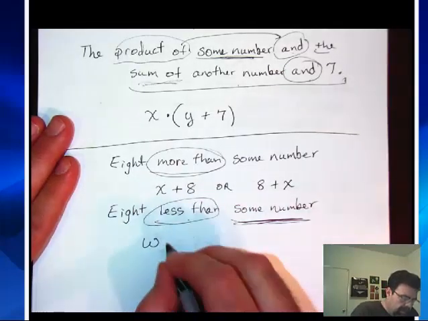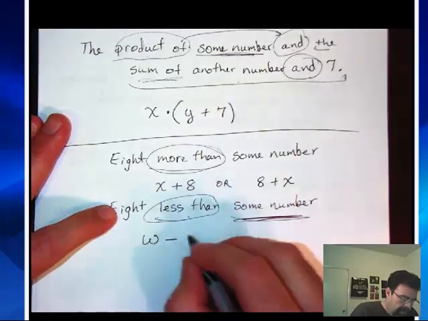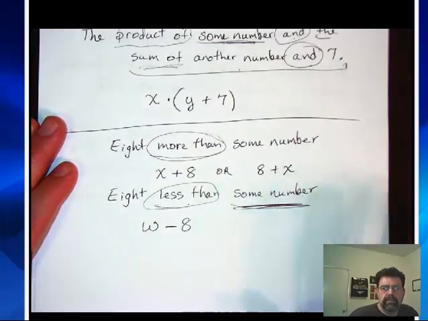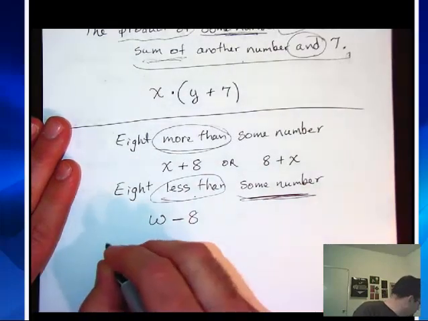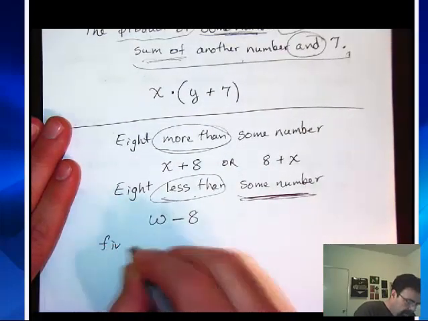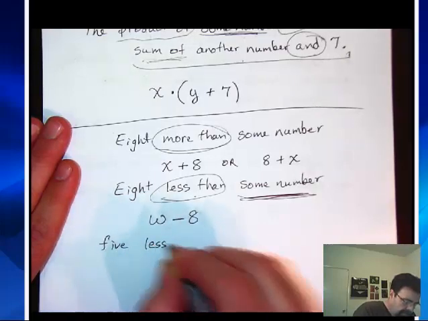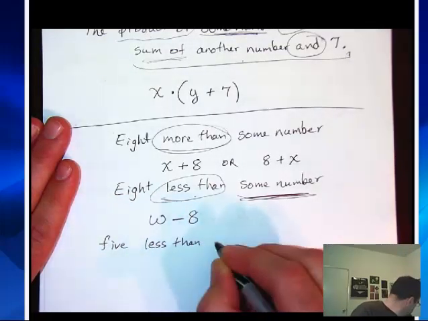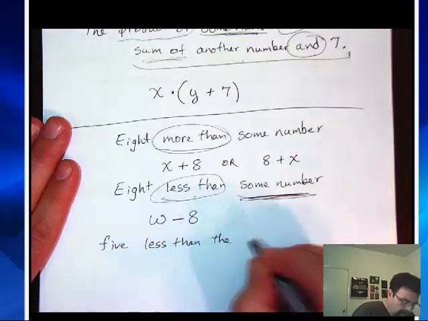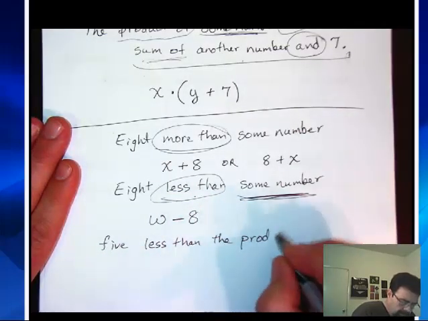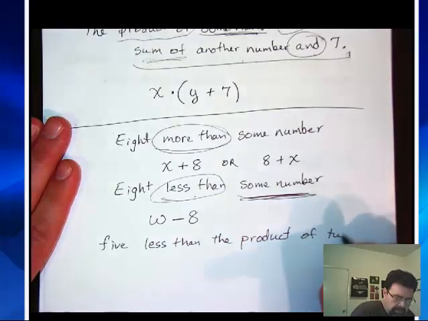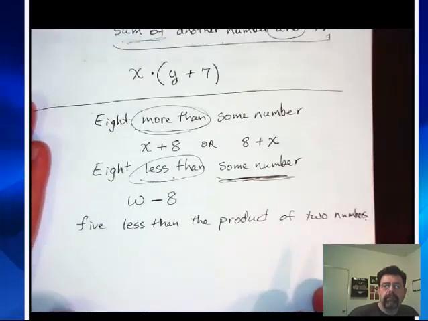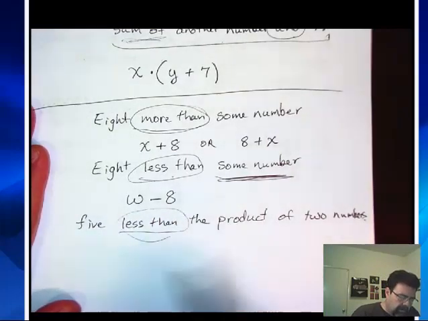This one's going to be first. So let's use W this time. Less than is minus, and then the 8 comes next. Okay, so that's 8 less than some number. Now I can make it a little more interesting. How about 5 less than the product of two numbers? So a little more interesting there.